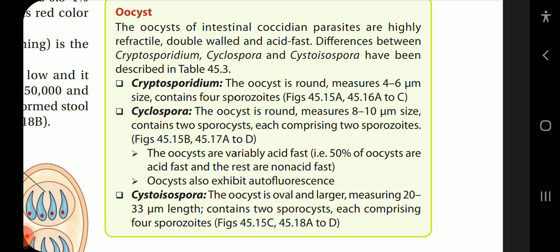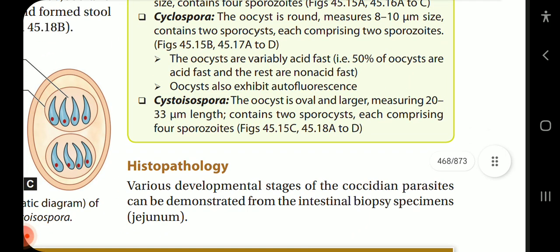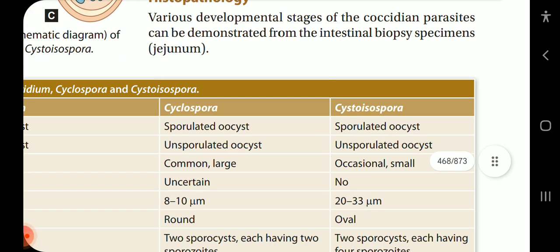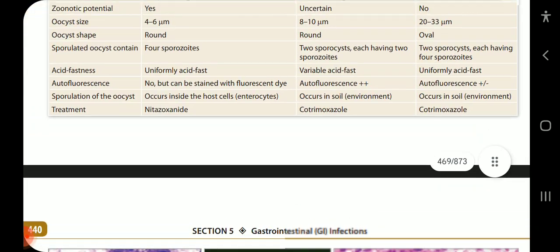That is, 50% of the oocysts are acid fast and the rest are non-acid fast. Oocysts also exhibit autofluorescence. Now, Cystoisospora: the oocyst is oval and larger, measuring 20 to 30 micrometers in length, and contains 2 sporocysts, each comprising 4 sporozoites. Now, histopathology: various developmental stages of the coccidian parasites can be demonstrated from the intestinal biopsy specimens of the jejunum. We'll look at them.